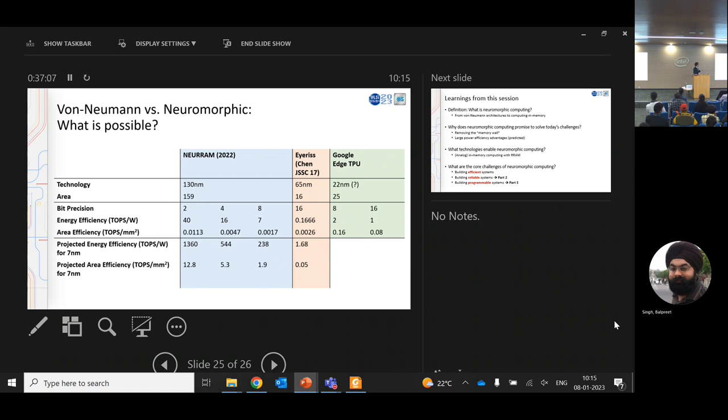And then you can see for this really manufactured chip with a 130 nanometer CMOS node, compared to the Google Edge TPU, which I think is a 22 nanometer node. I couldn't find reliable data on this. Maybe some of you have better ideas on this. But anyway, Google didn't publish this, but I think it's a 22 nanometer design.